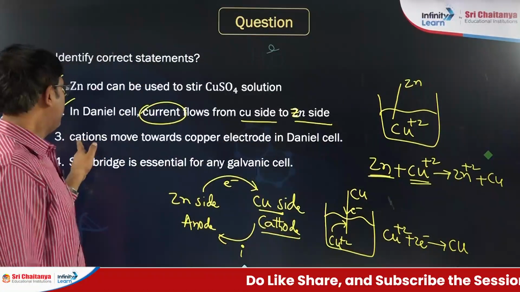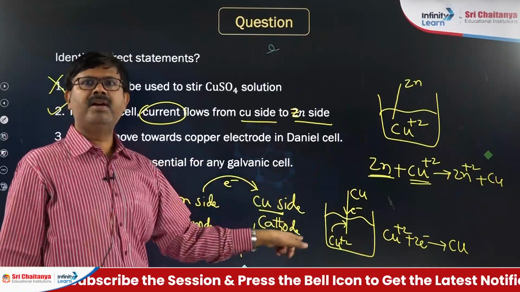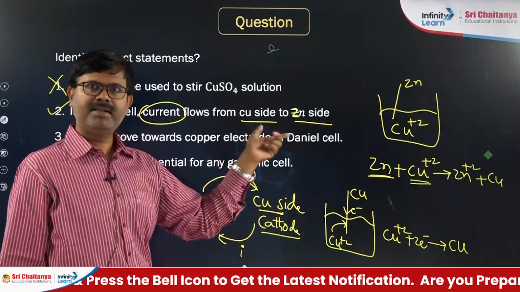So, what is this statement saying? Cations move towards the copper electrode in the Daniell cell. Yes, Cu2+ ions go there and take up electrons. So, that is right.